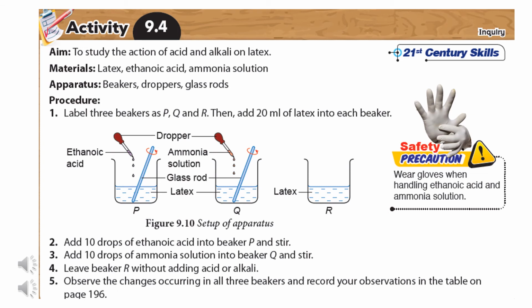10 drops of ethanoic acid and ammonia solution are added to the latex in each beaker. As a control, latex in a beaker was left aside, without adding acid or alkali. What is the observation?